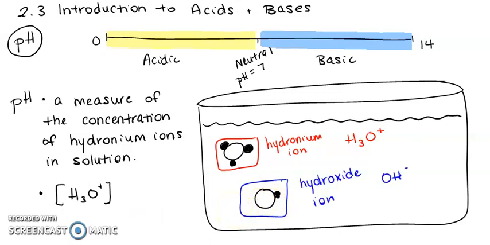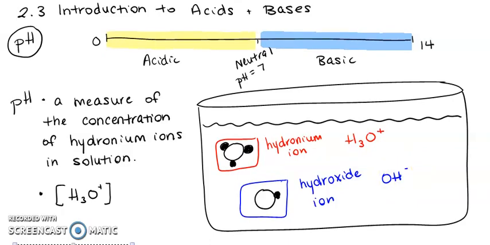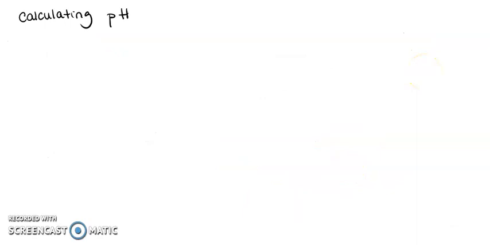That is a hydroxide ion. Oxygen and hydrogen with a -1 charge. When we're talking about pH, we're talking about a concentration, but we also know that pH is a number from 0 to 14. So how do we turn a concentration of ions into a number from 0 to 14? For that, we need to talk about how to calculate pH.